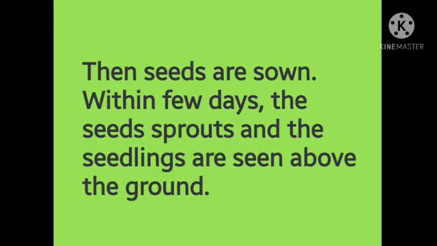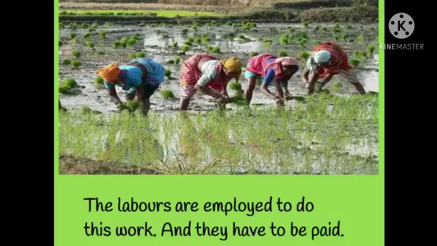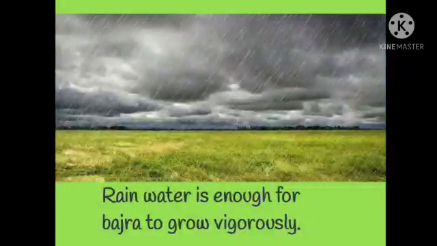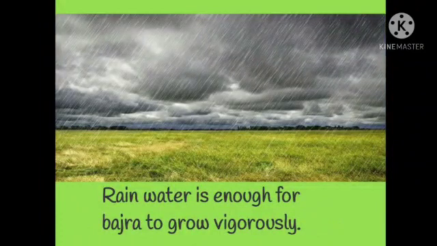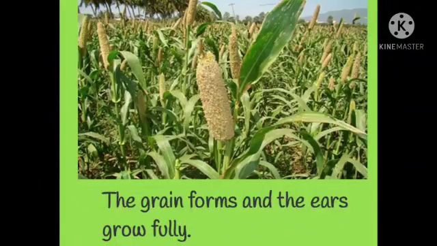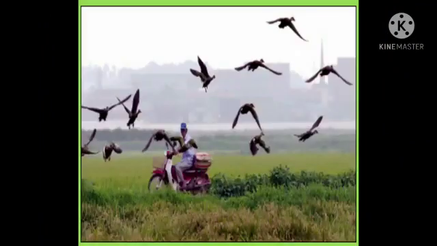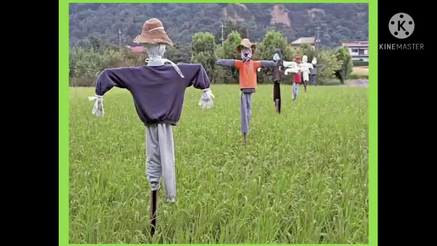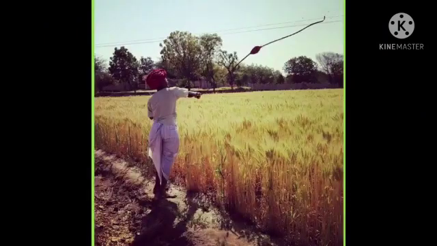Then seeds are sown. Within few days, the seeds sprout and the seedlings are seen above the ground. The laborers are employed to do this work and they have to be paid. Rainwater is enough for bajra to grow vigorously. The grain forms and the ears grow fully. As the grains grow, birds come in flocks to eat the tender grains. Then scarecrows have to be set up and slingshots used to frighten the birds away.